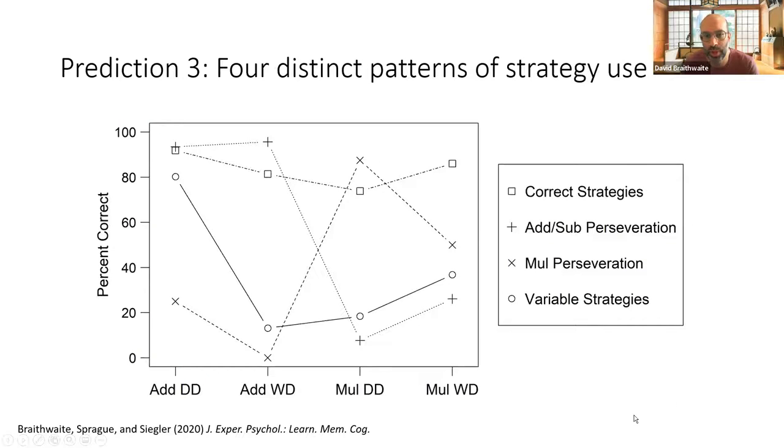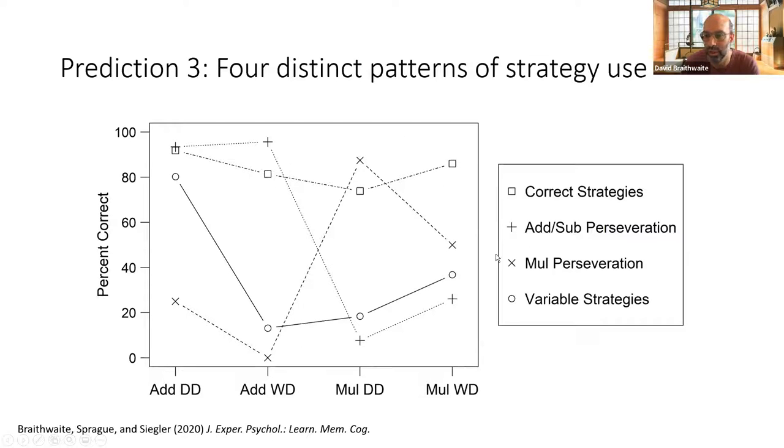And just to illustrate the patterns concretely, I'm showing you here the percent correct answers on addition and multiplication problems with DD or WD operands within each of the four groups. Looking at the correct strategies group, which is the line with the squares, we can see that they're highly accurate on all four problem types. Looking at the line with the pluses, which is addition and subtraction perseveration, we can see that they're accurate on addition problems, but very inaccurate on multiplication problems.